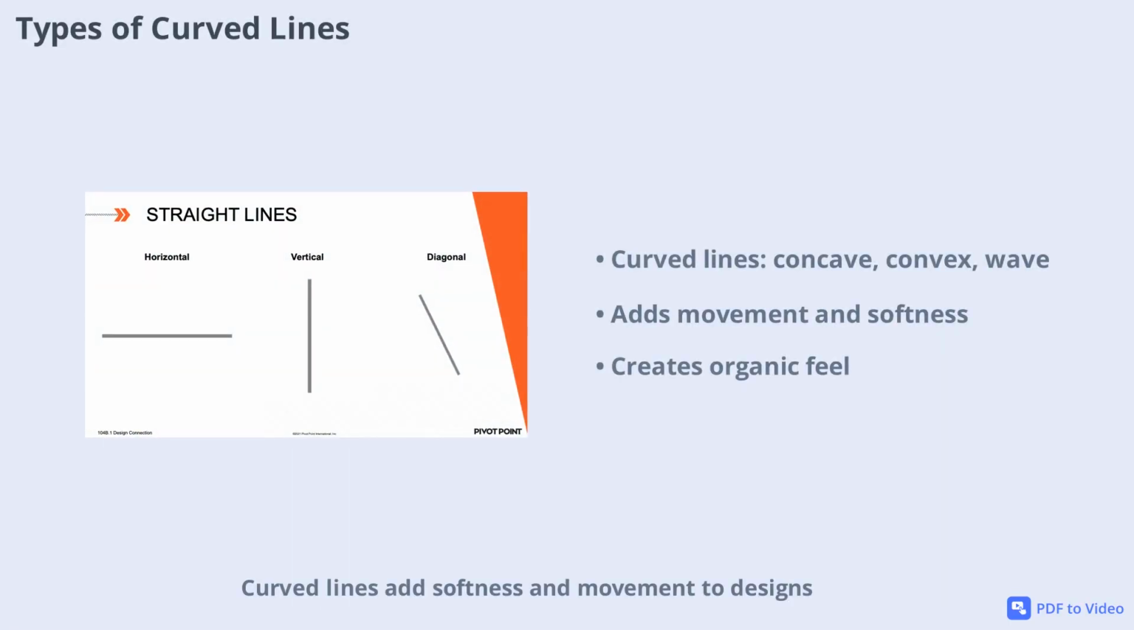Curved lines add softness and movement to designs. There are three main types: concave, curving inward; convex, curving outward; and waves, alternating concave and convex. Using curved lines can make your designs feel more dynamic and organic.